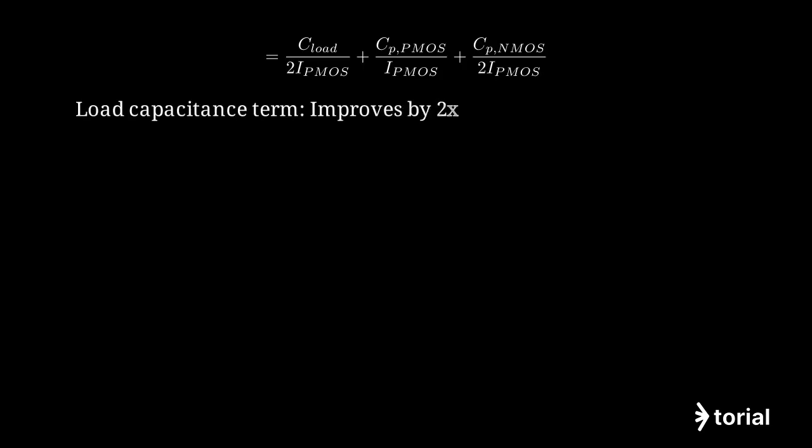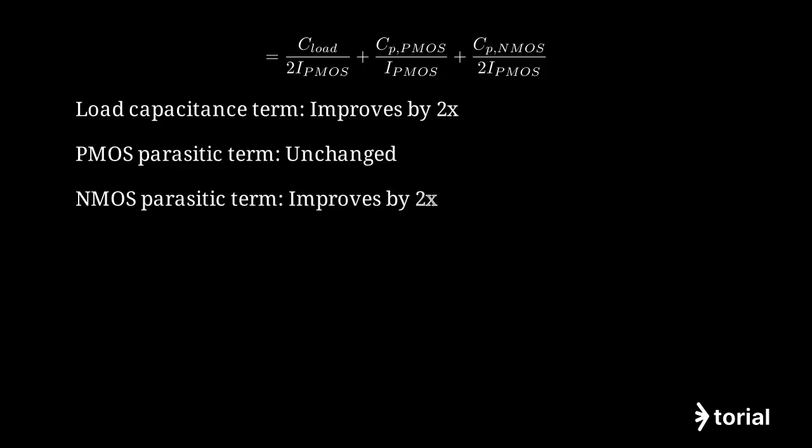Let's break down what happens to each delay component. New low to high delay has doubled PMOS parasitic capacitance and doubled PMOS current. Breaking this into terms shows different scaling factors for each component. The load capacitance term improves by a factor of 2 due to doubled current. The PMOS parasitic term remains unchanged because both numerator and denominator double. The NMOS parasitic term improves by a factor of 2.